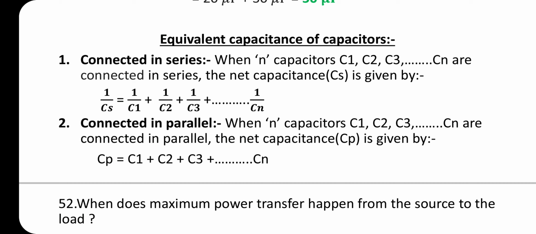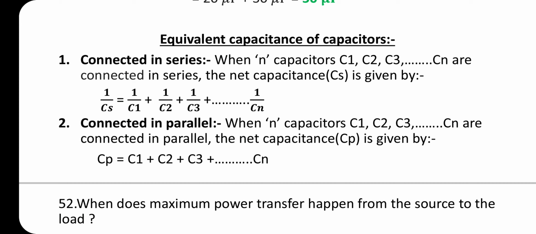Equivalent capacitance of capacitors connected in series: when n capacitors C1, C2, C3 up to Cn are connected in series, the net capacitance Cs is given by 1 by Cs equals 1 by C1 plus 1 by C2 plus 1 by C3 up to 1 by Cn. Connected in parallel: when n capacitors C1, C2, C3 up to Cn are connected in parallel, the net capacitance Cp is given by Cp equals C1 plus C2 plus C3 up to Cn.